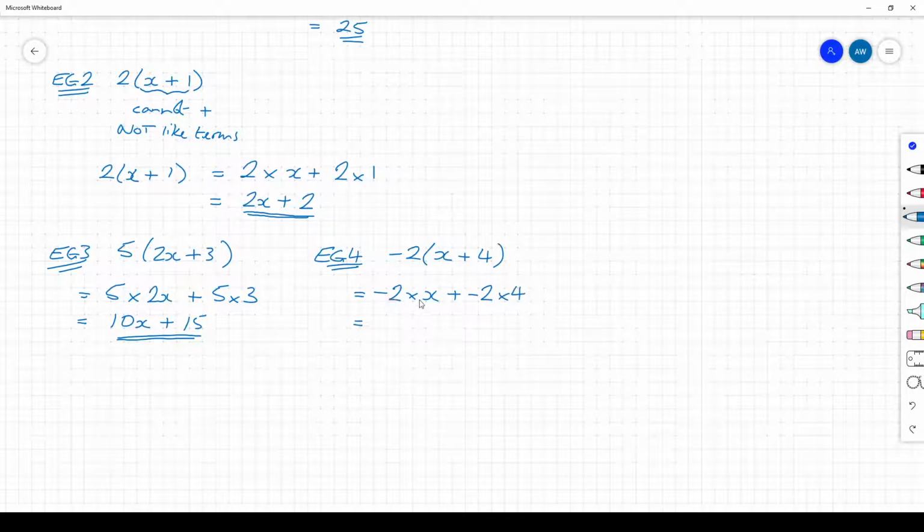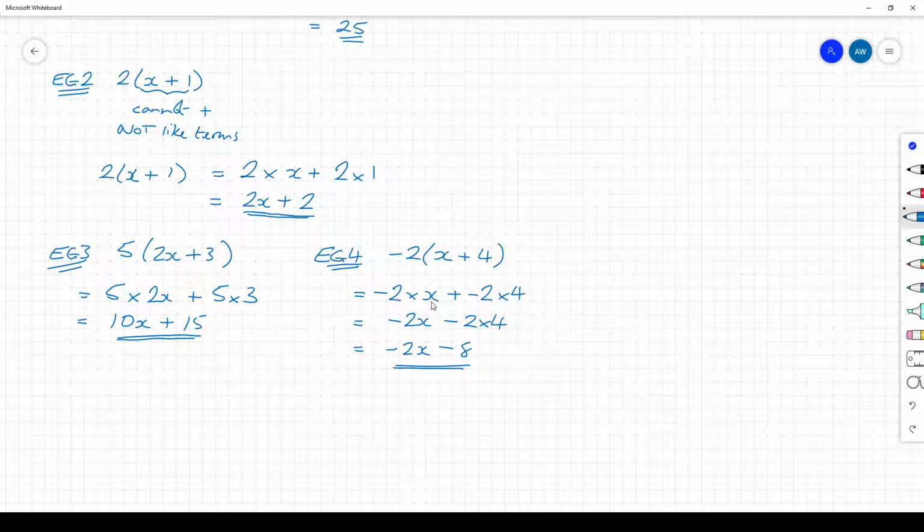Okay, so what does that give me? Minus 2 times x is minus 2x. Now we know a plus next to a minus is the same as minus 2 times 4. And what's minus 2 times 4? Well, if you remember the rules, a negative times a positive is a negative, and 2 times 4 is 8. So minus 2 times x is minus 2x. Minus 2 times plus 4, that's really what we had, was minus 8.